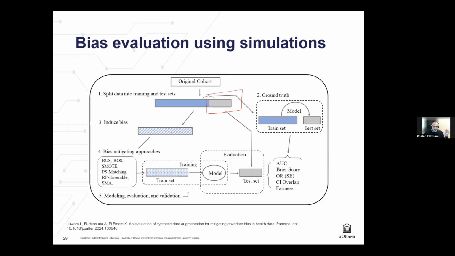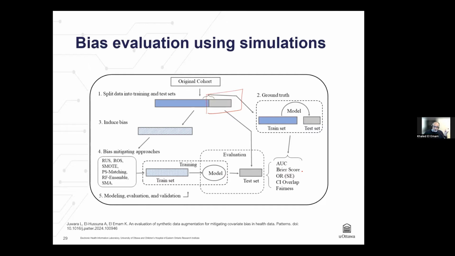So we took each training data set, and we induced different types of bias, little bias, a lot of bias, marginal bias, conditional bias, and then evaluated undersampling, oversampling, SMOTE, propensity score matching, random forest type approach, and then SMAs, which is kind of the name for our synthetic data generation method. And then we used those to mitigate the bias and train logistic regression models. So this is all logistic regression, and then evaluated the augmented data model and compared it to the ground truth.